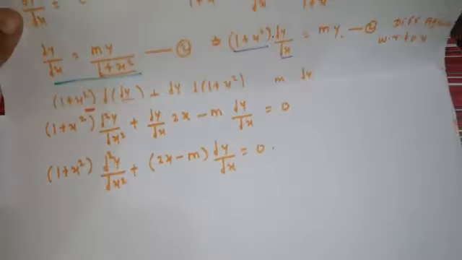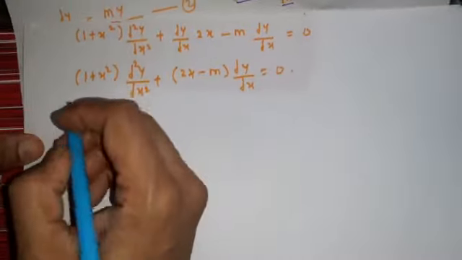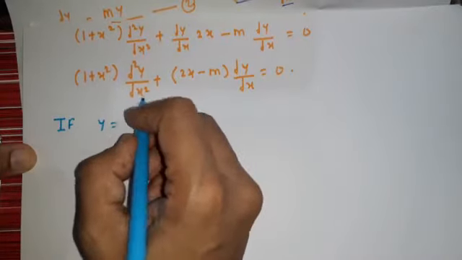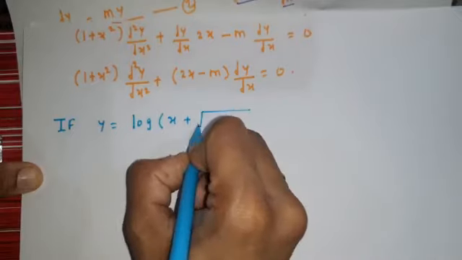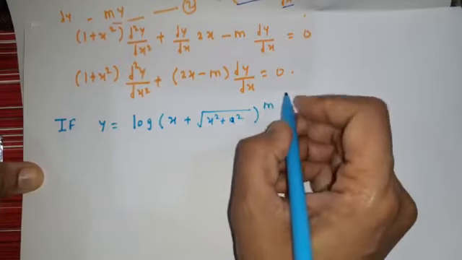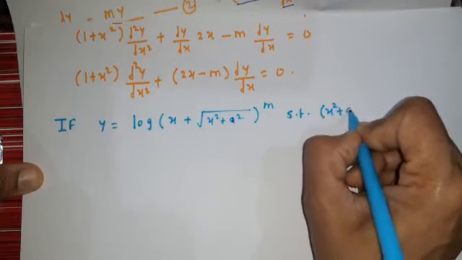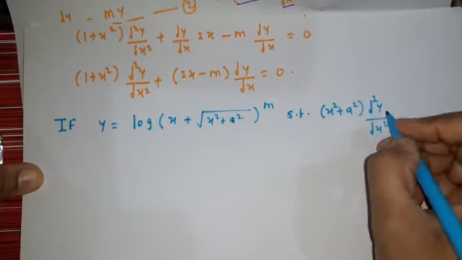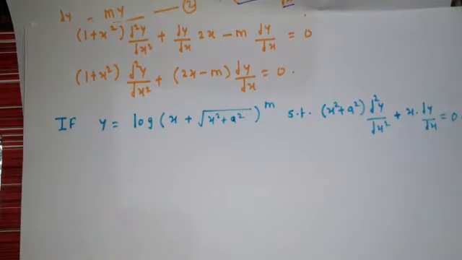Now the next one. The problem is that if y equal to log of (x plus square root of x square plus a square) raised to m, then show that (x square plus a square) d2y by dx square plus x dy by dx equal to 0. We have to prove this.